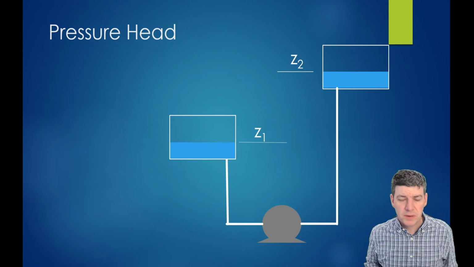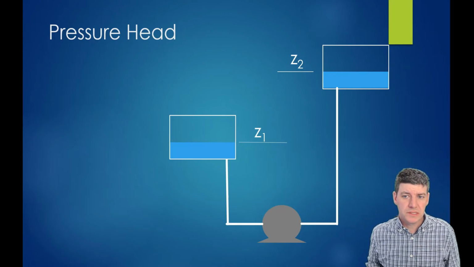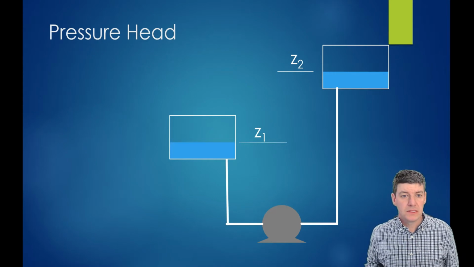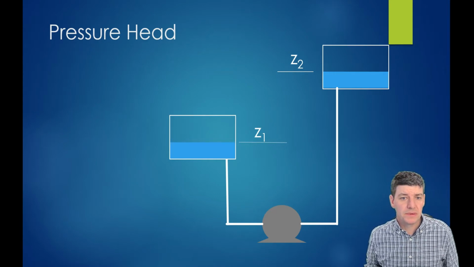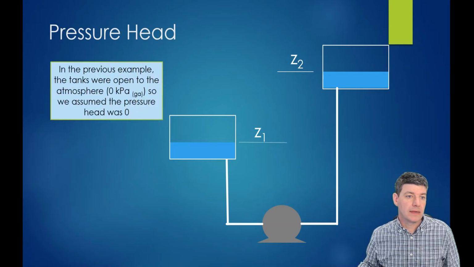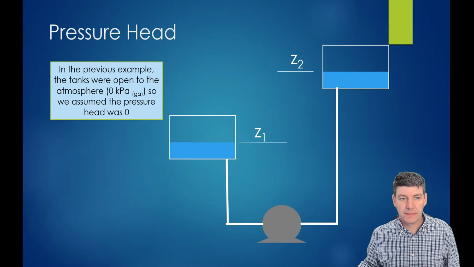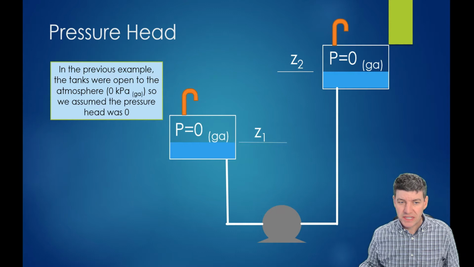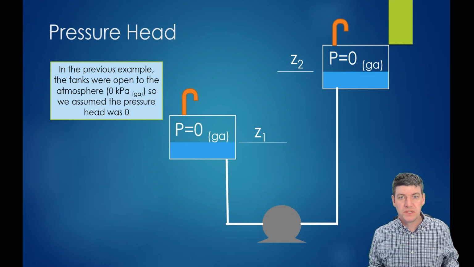We talked a little bit about pressure head earlier, so let's talk about where pressure head might come to be. In the previous example, we'd assumed that our tanks were open to the atmosphere, when we did static heads. If we have a vented tank, we'd assume that pressure was 0 gauge in both of those tanks. So really there was no pressure pushing against either of those surfaces that was influencing what our pump had to produce.